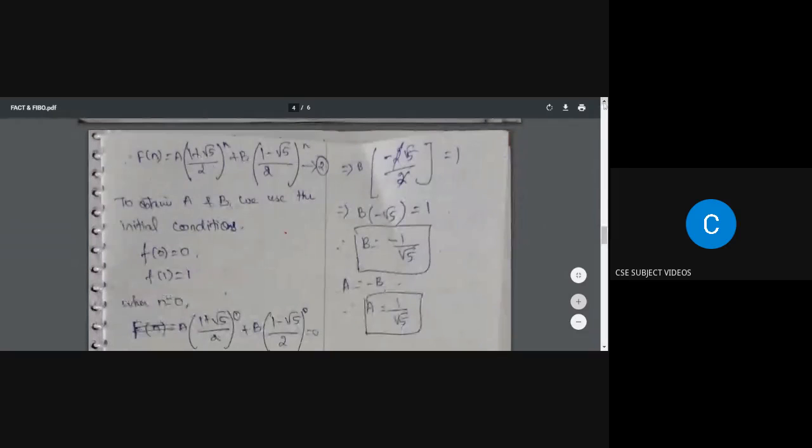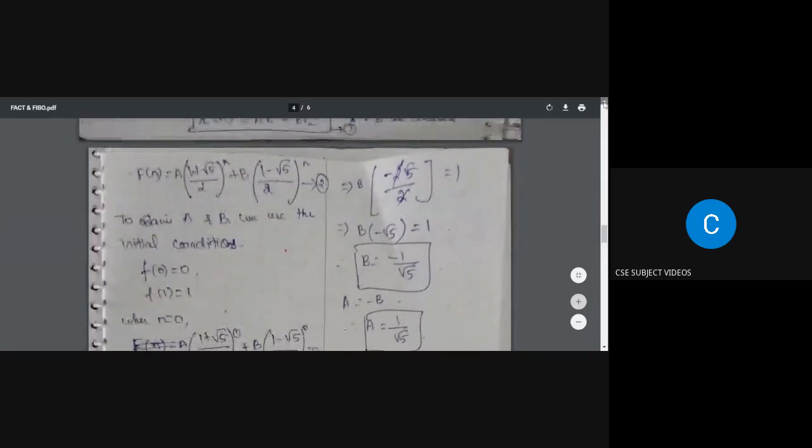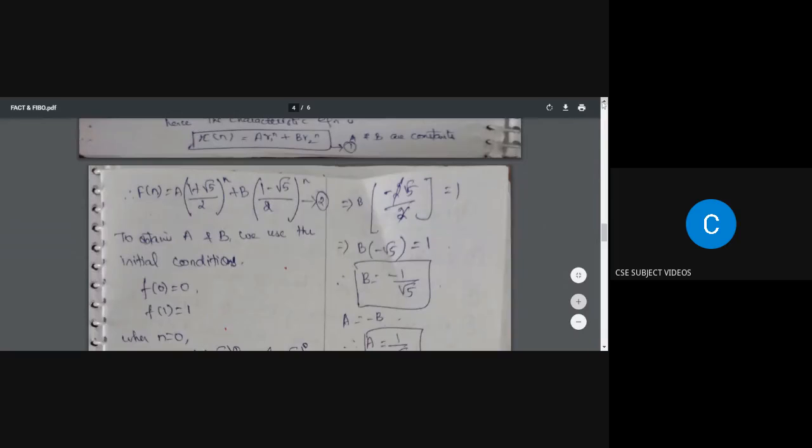Therefore, substituting into the above equation, f of n equal to a into 1 plus root of 5 divided by 2 whole power n plus b into 1 minus root of 5 divided by 2 whole power n. Let this be equation 2. Now we have to obtain the values of a and b, so we can take the initial conditions.